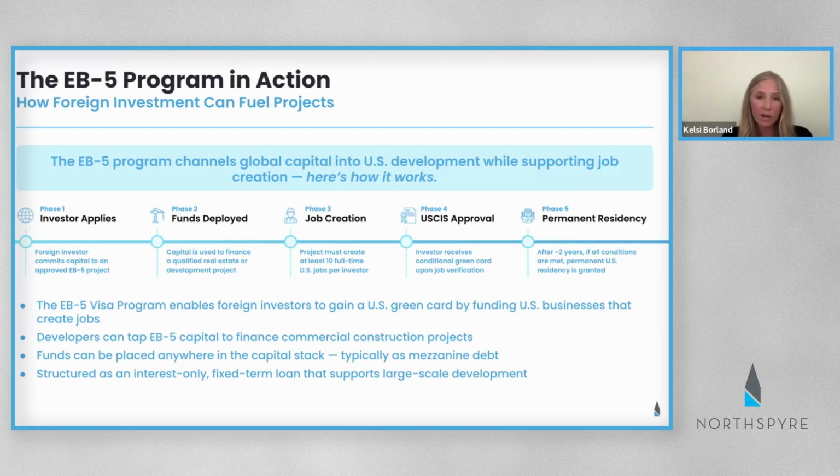The way that it works is simply that the developer can apply through the program, they'll be paired with a foreign investor, and that foreign investor will fund the project or provide some funding for it. Usually they sit in that mezzanine debt position. Their capital is usually structured as debt. It could potentially sit in a preferred equity position, but that would be a more debt-like preferred equity tool. So it is structured as an interest-only fixed-term loan.